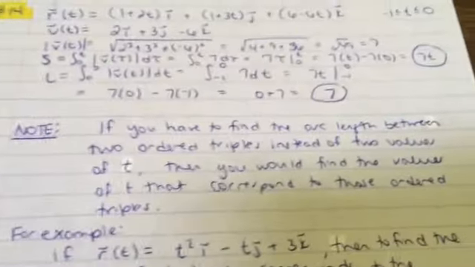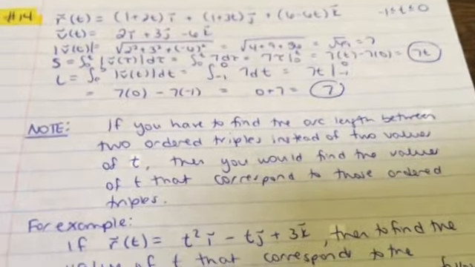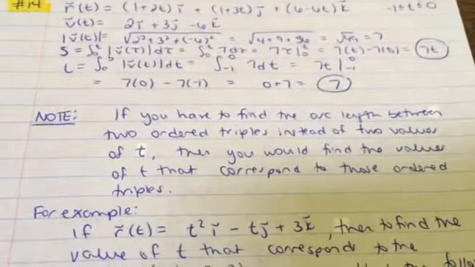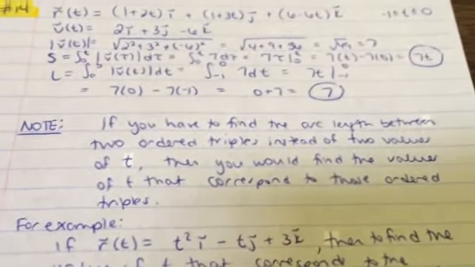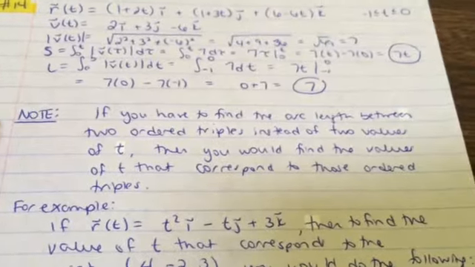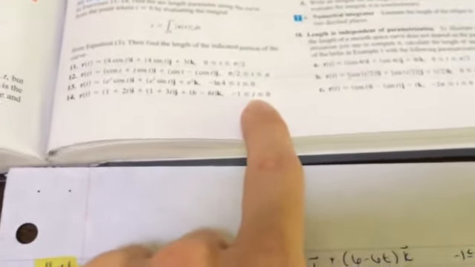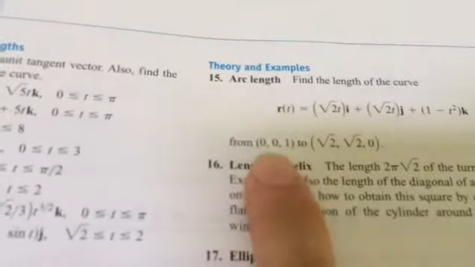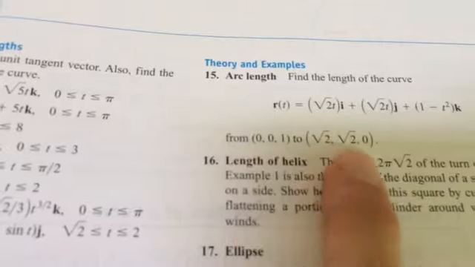And so here, just a note, I think this applies to a homework problem, or I wouldn't have written it here. So this is to help you with one of your homework problems, if you have to find the arc length between two ordered triples instead of between two values of t. Notice here it was between two values of t. Sometimes it may give you, like 15, which I'm guessing is why I wrote these in my notes, between two ordered triples.